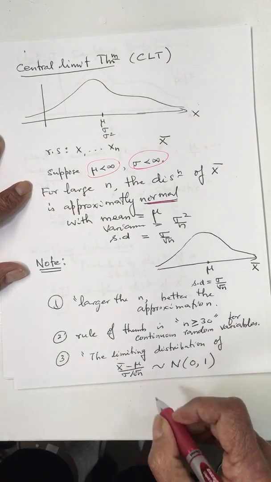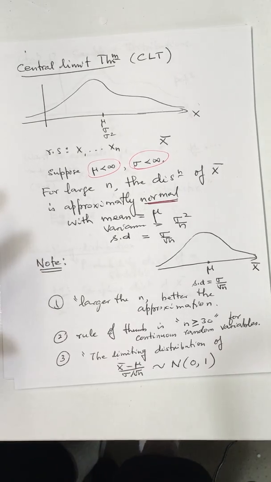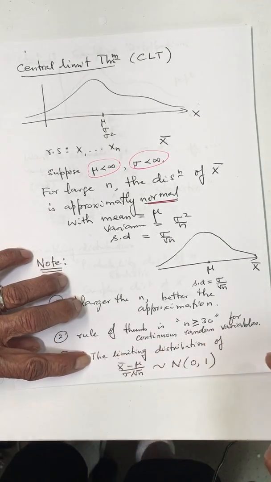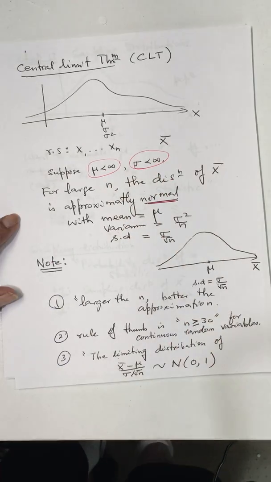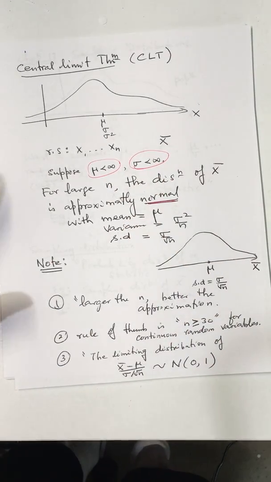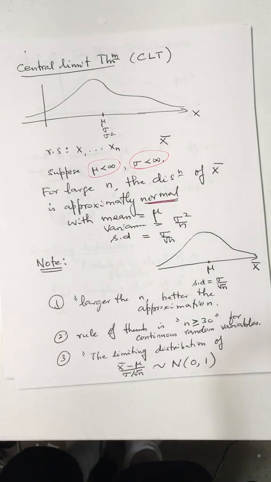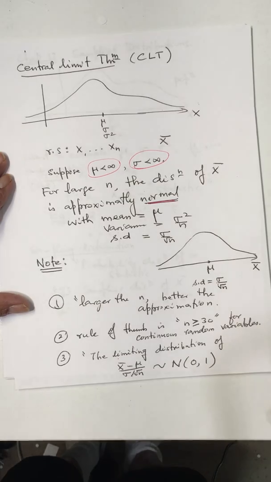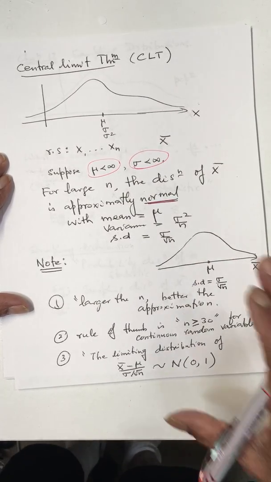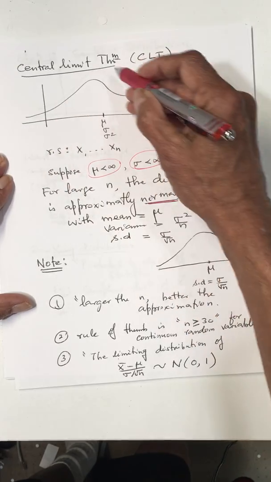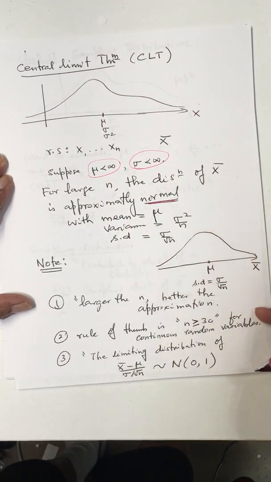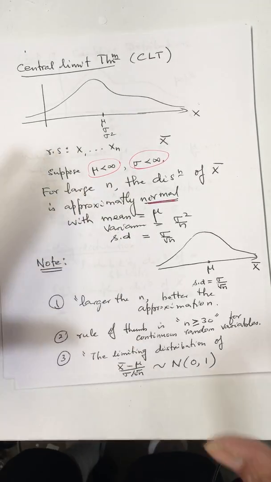So that's the theorem. Which means that the larger the n, this is always going to be correct as long as these conditions hold. So we can use the z table to figure out probability. This is a very powerful theorem, a very important theorem. Even if the original distribution is not normal, we can use the table to figure out probabilities. Next I will do some examples with that.